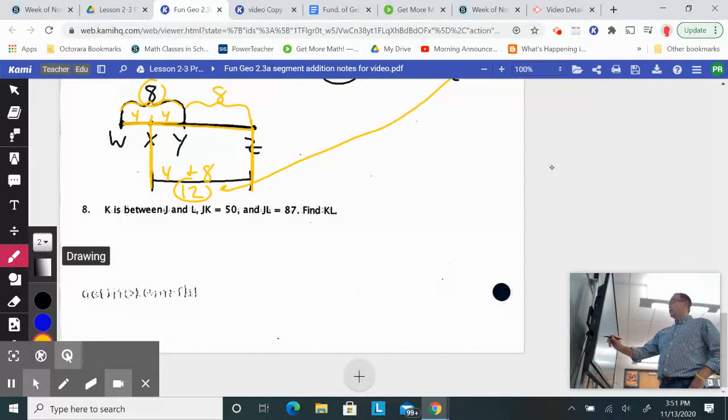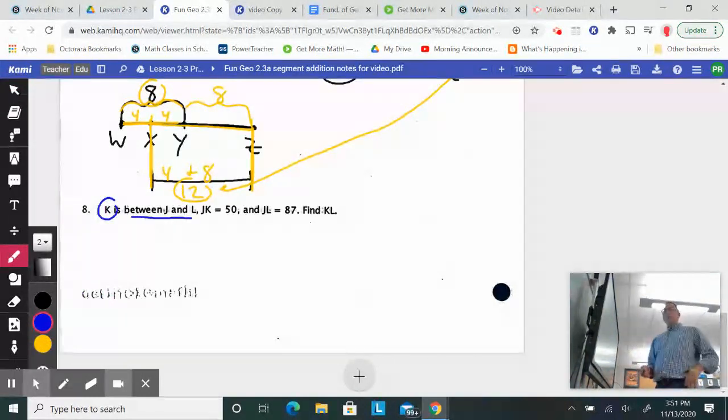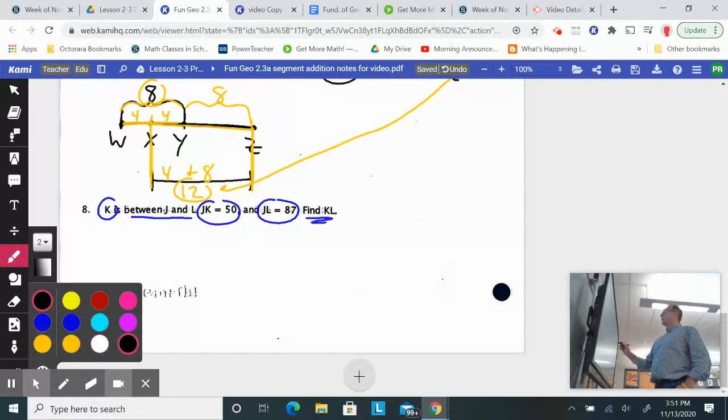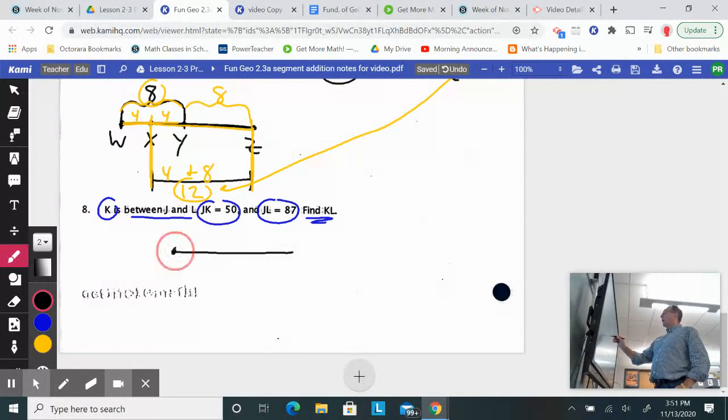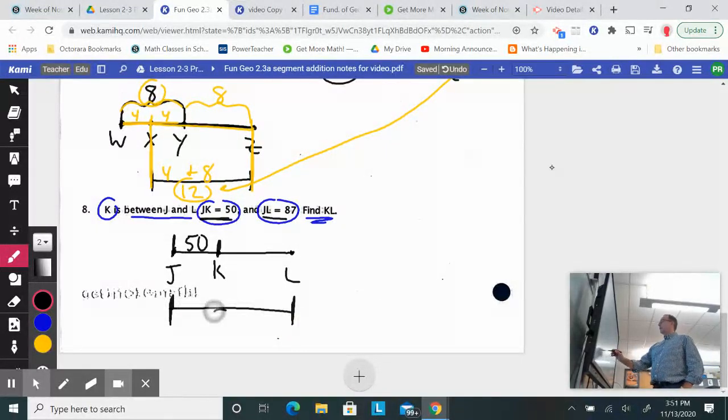All right, last one. K is between J and L. We don't know if it's in the middle. We just know it's between. We know from J to K is 50, and J to L is 87. We're supposed to find K to L. Let's draw a picture. So K is between J and L. So I know the ends have to be J and L. Somewhere in between, there has to be a K. From J to K is 50, so that has to be 50 from here to here. The distance from J to L, J all the way to L, is 87.